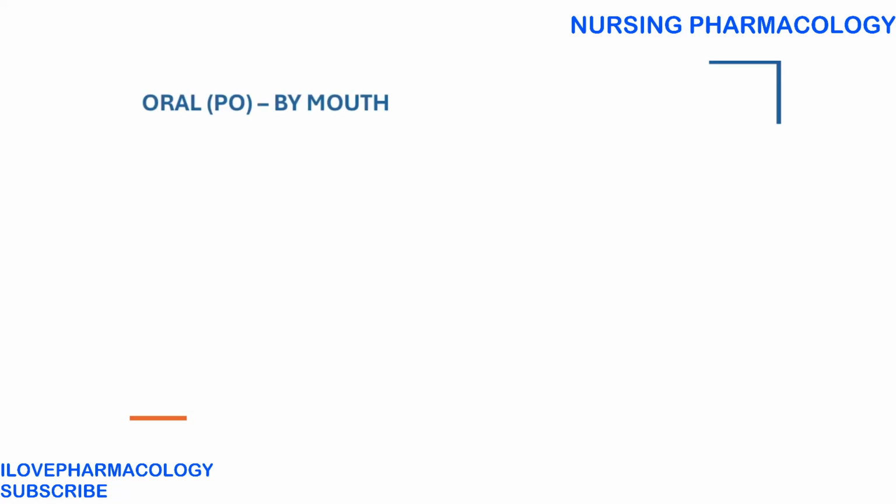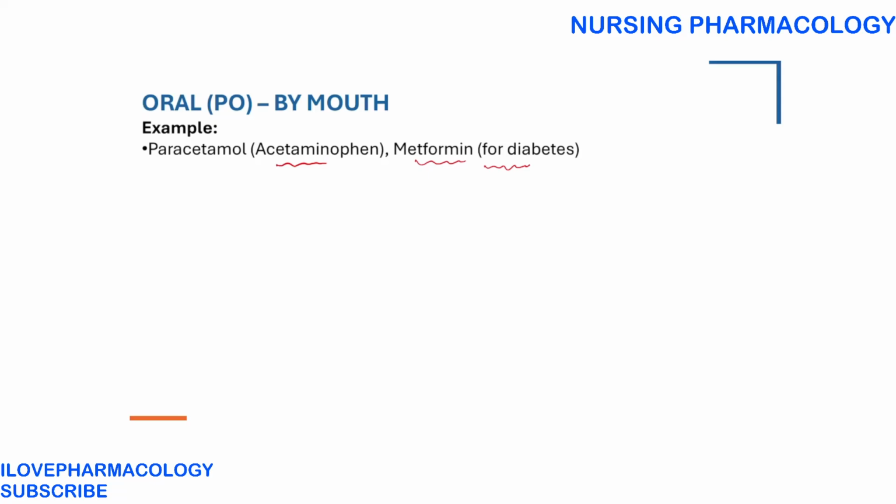So next, coming to the routes of administration. We'll learn about the advantages and the disadvantages. The oral route is given orally through the mouth. Usually we give tablets, syrups, capsules, etc. The example is paracetamol tablet as well as metformin tablet, which is used for diabetes mellitus.